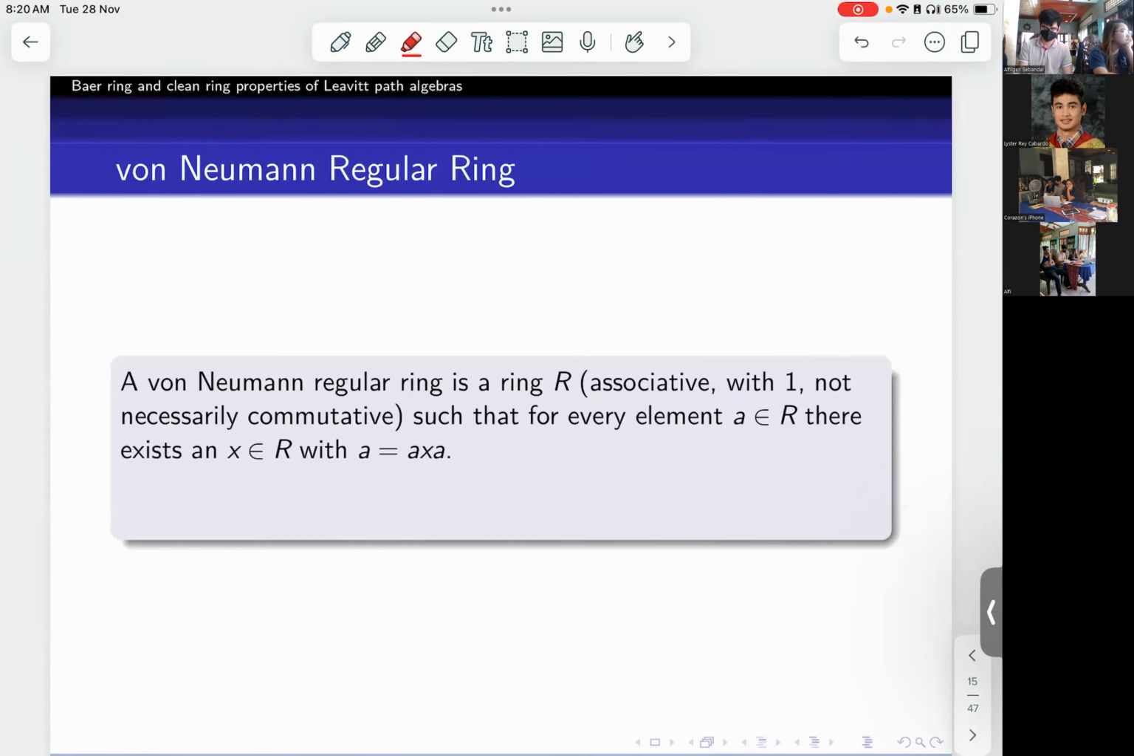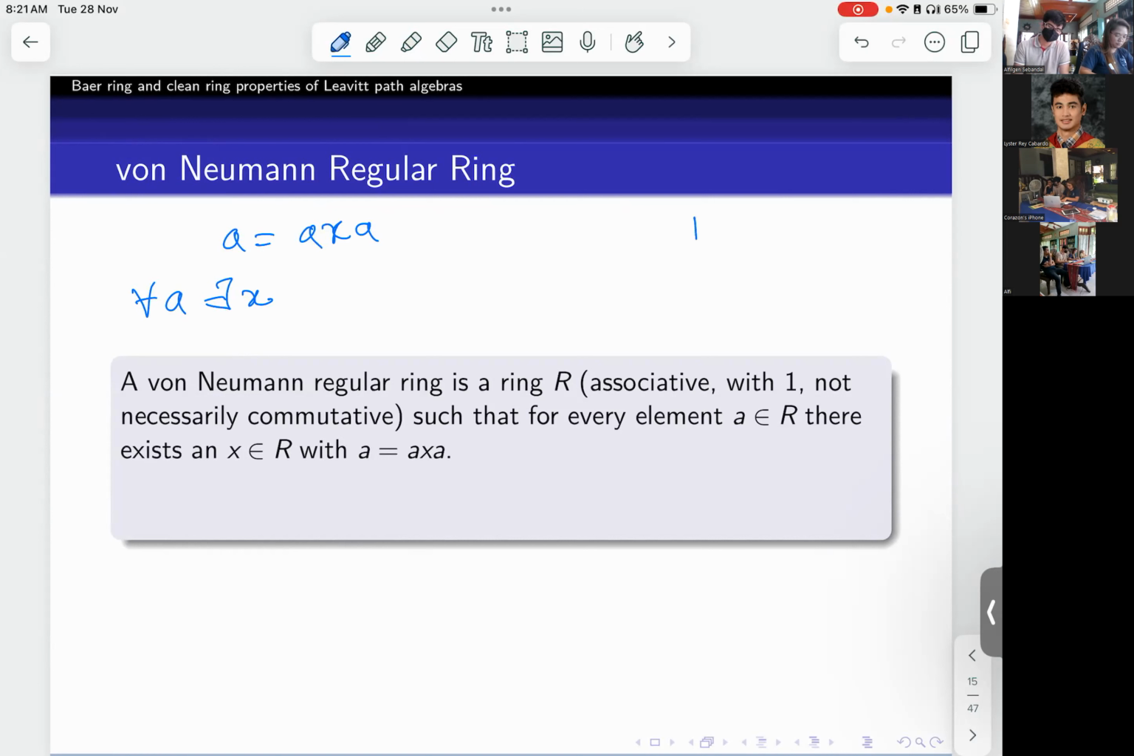Let us move to another class of rings called von Neumann regular rings. A von Neumann regular ring R is an associative ring with identity. It need not be commutative. It is a ring such that for every element A, there exists an element X which satisfies the equation A equals AXA.